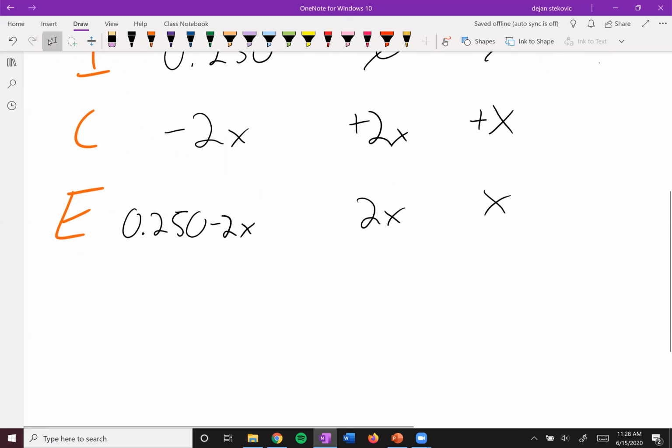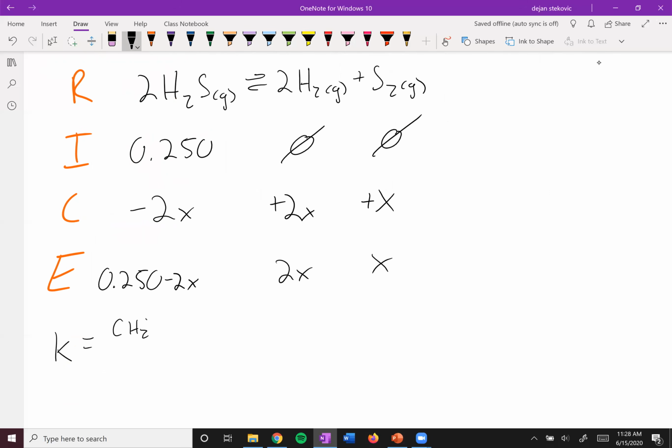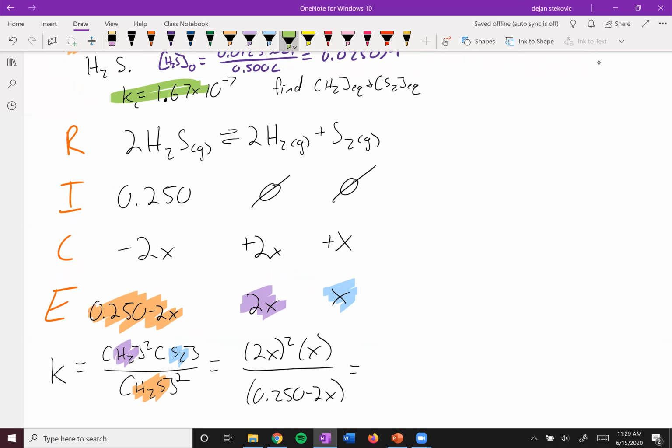Next up, we can write our K. So from our equation, we know that K is equal to the concentration of H2 squared times the concentration of S2 over H2S squared, right? Don't forget these squared parts either, otherwise you're going to end up with the incorrect answer. And so now we can plug all this stuff in, right? We know that the concentration of H2S is equal to this, 2x for H2, and then just x for S2. So this ends up with 2x squared times x over 0.0250 minus 2x. And then we also know the numerical value for our Kc, right? It's 1.67 times 10 to the negative 7.